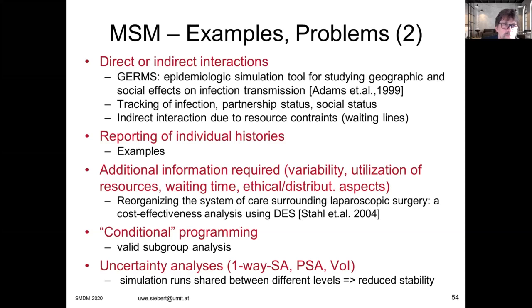Then if you would like to report individual histories, you would like to see what happened to all these people, and you want to find additional information like the variability, the distribution of waiting times, and you want to look into distributional aspects, then microsimulations are also helpful because they can show you not just the mean, but how fairly that mean is distributed over the population. One example is given in the paper of James.